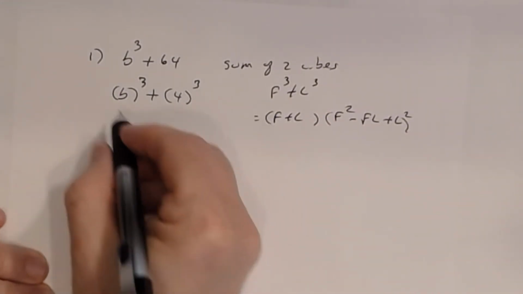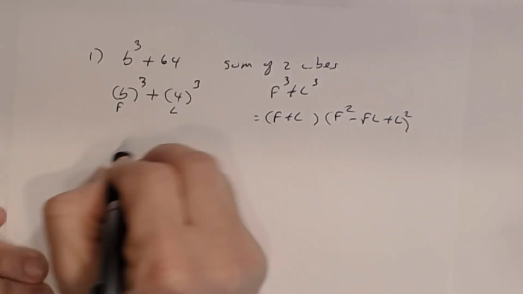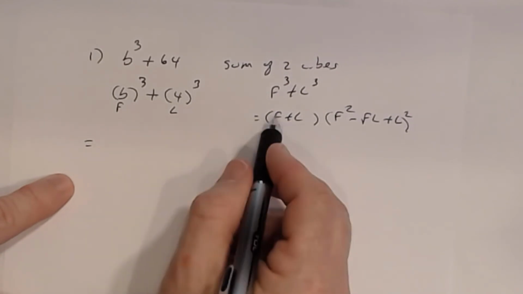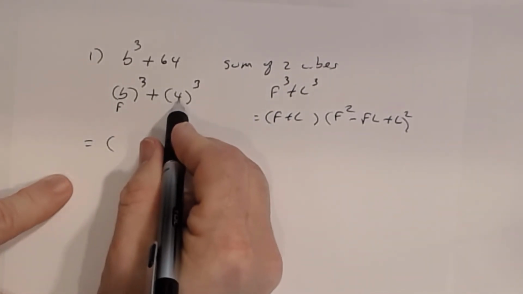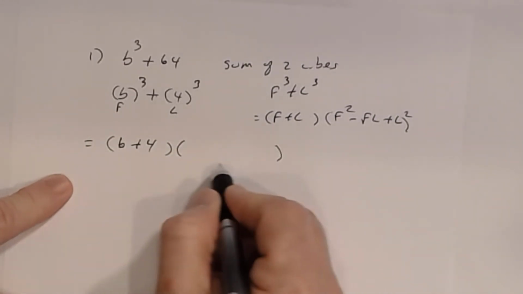All right, so let's go ahead and fill that in. So there's your F, there's your L. Your F is b, your L is 4. All right, so here's how you do this. Remember, the sum of two cubes is a binomial first. So the binomial is b plus 4, b plus 4 times the trinomial.